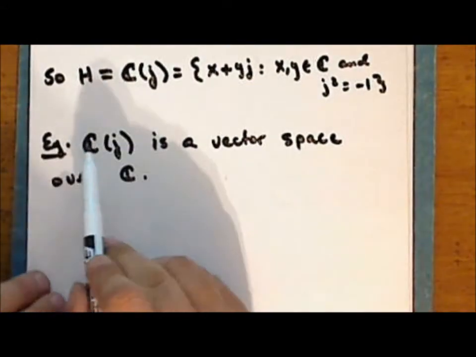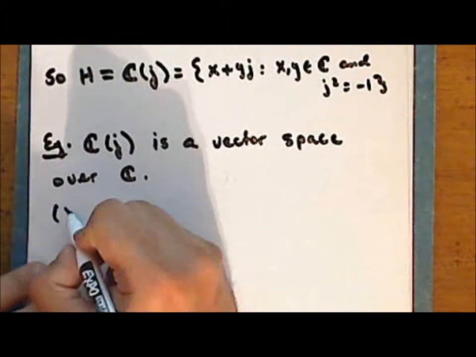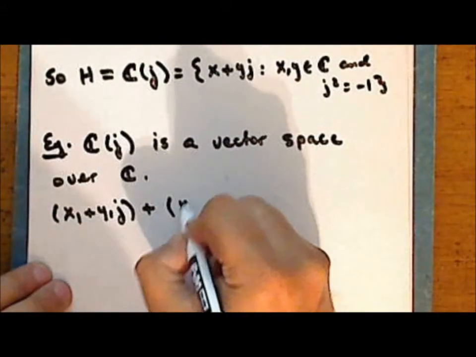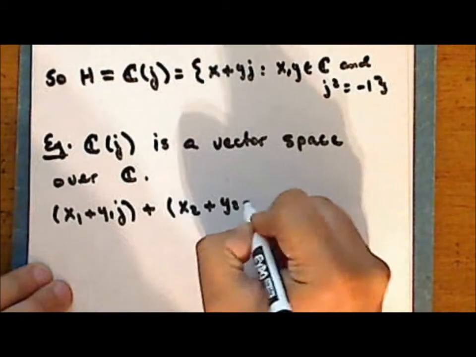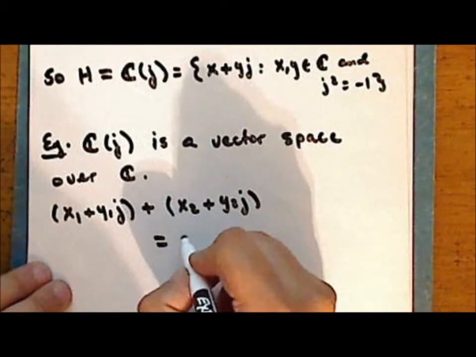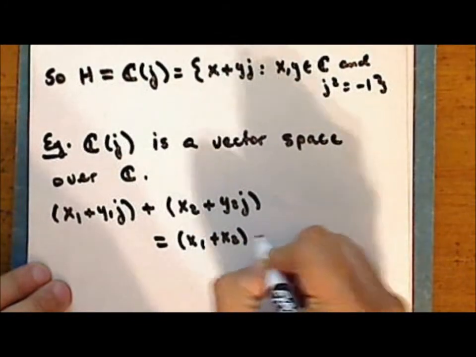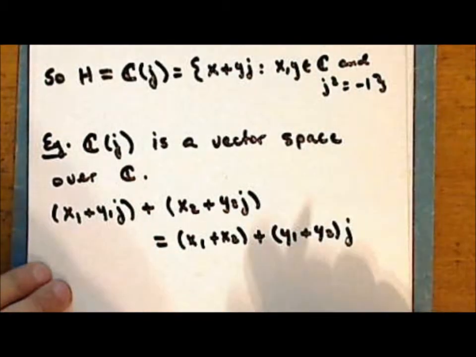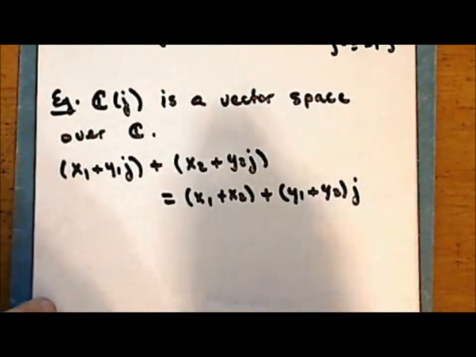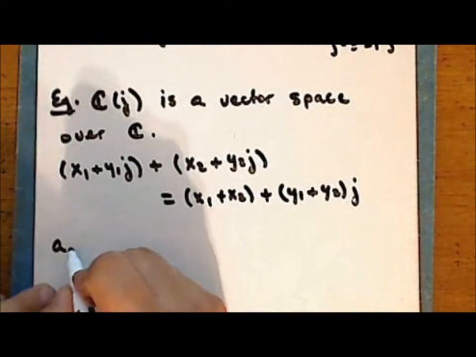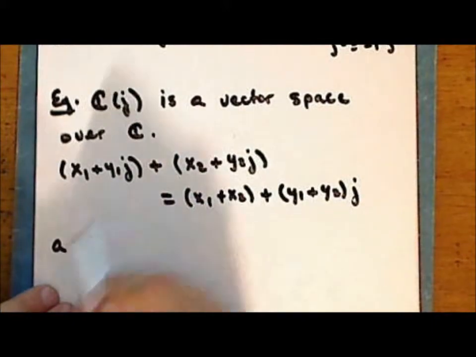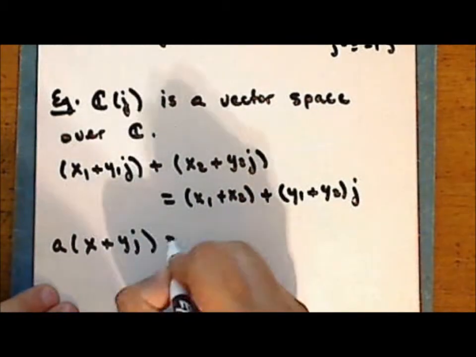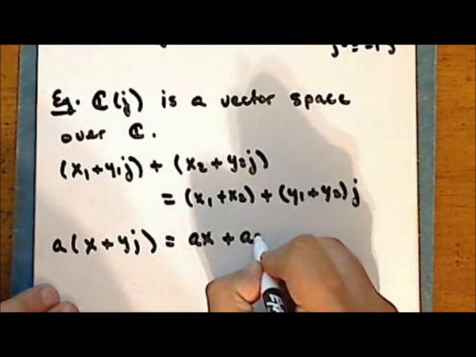And in this set of vectors, we have a notion of vector addition. The vector x_1 + y_1 j plus the vector x_2 + y_2 j is the vector (x_1 + x_2) + (y_1 + y_2) j. And we also have a notion of vector scalar multiplication. The scalar a, where again the scalar is a complex number, times the vector x + yj, is the vector ax + ay j.